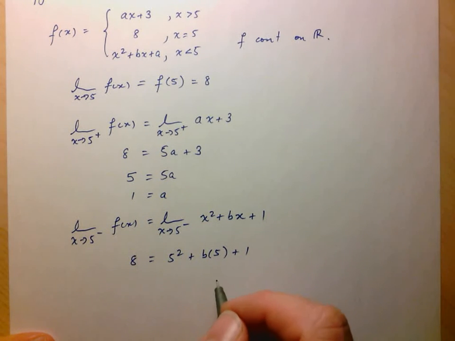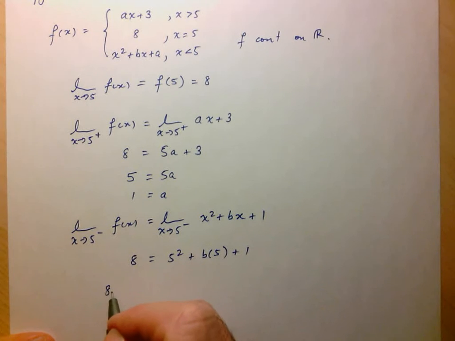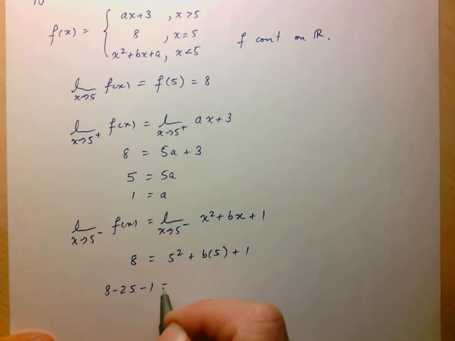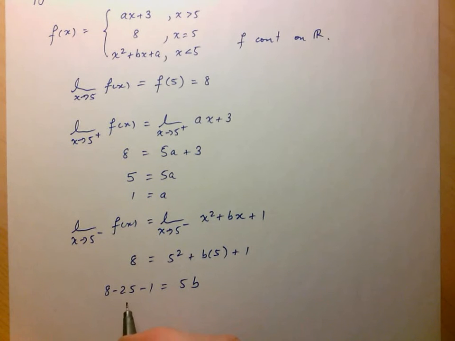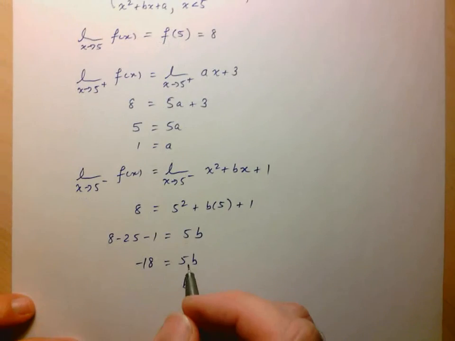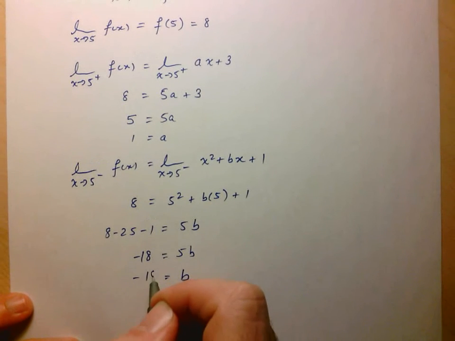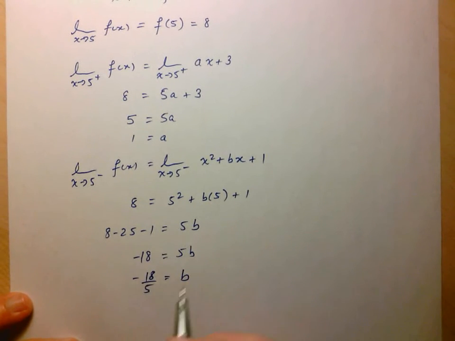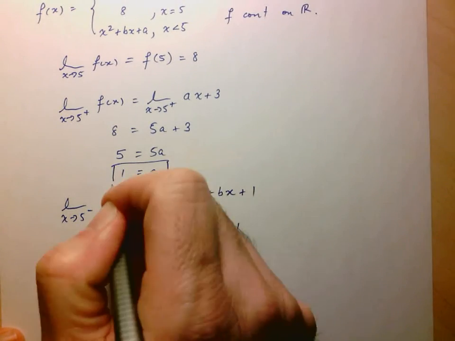And so now I just solve this. Here I've got 8 minus 25 minus 1 is equal to 5b. So what do we have? 8 minus 25 is, I guess, negative 17, minus 1 is negative 18. And so b is just equal to negative 18 over 5. So b has to be equal to negative 18 over 5, and a has to be equal to 1.